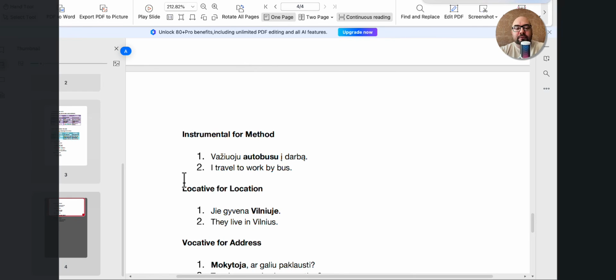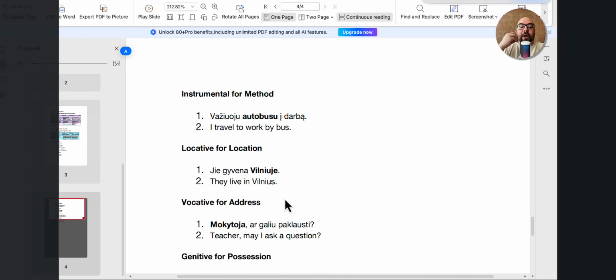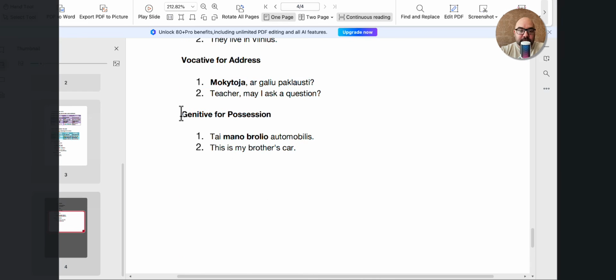We have a locative for location. Jie gyvena Vilniuje. They live in Vilnius, right? In Vilnius, in a particular city. We have vocative for addressing someone, right? Mokytoja, ar galiu paklausti? Teacher, may I ask a question, right? We don't usually use those addressing forms in English, but we still can if we want to. But this is what we do in Lithuanian. We sometimes address somebody that we want to address. And you have genitive for possession. Tai mano brolio automobilis. This is my brother's car, right?